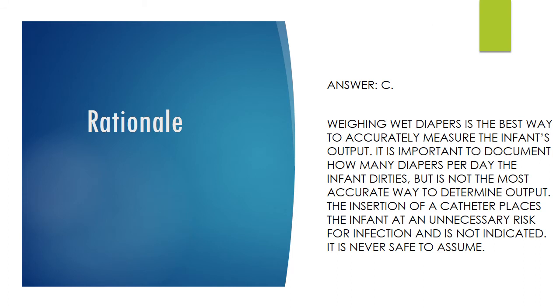The answer is C. Weighing wet diapers is the best way to accurately measure the infant's output. It is important to document how many diapers per day the infant dirties, but it is not the most accurate way to determine output. The insertion of a catheter places the infant at an unnecessary risk for infection and is not indicated, and it is never safe to assume.